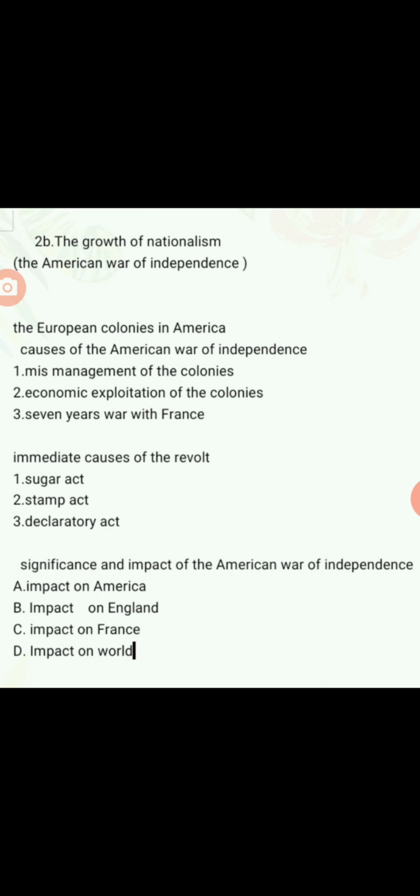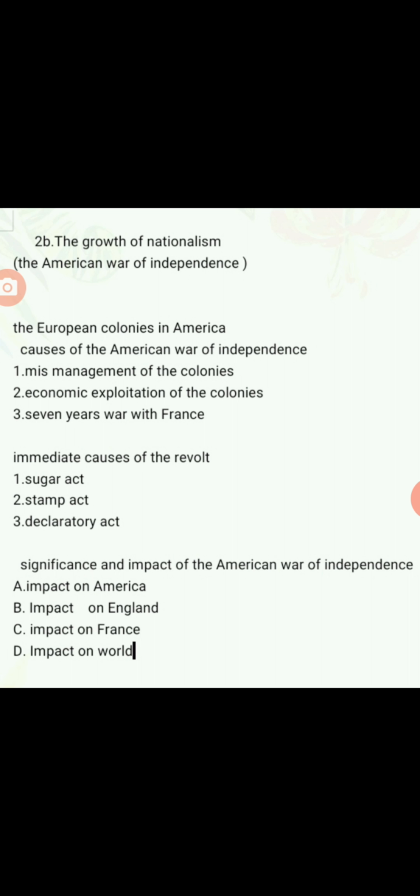The colonies had their elected assemblies. After that they made elected assemblies and appointed governors, but the governors were not responsible to these assemblies, because they were listening to the orders of the British government. That's why they became disappointed.